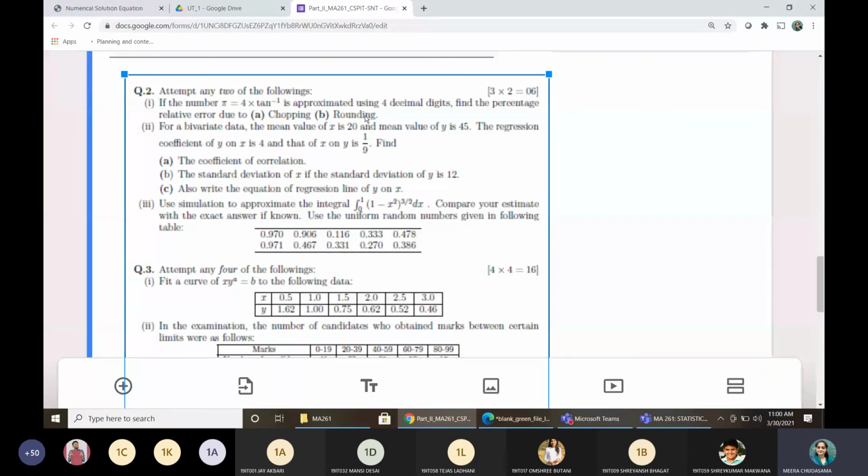Then for the second one, it is actually very easy, where you are asked to find the correlation coefficient, standard deviation, and equation of the regression line. So it was a 3 marks question and 3 parts were there. So 1 mark each. If you have written all of them correctly, then 3 marks will be given. If somewhere over here you have made a mistake, then the corresponding 1 mark is deducted.